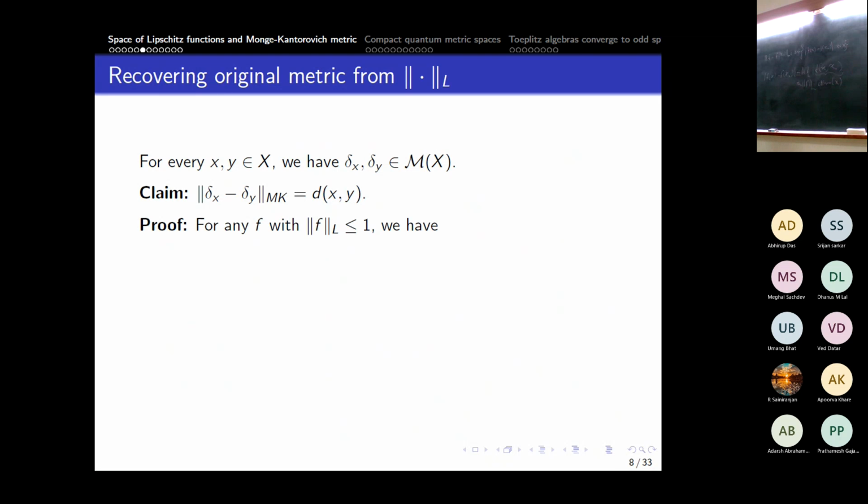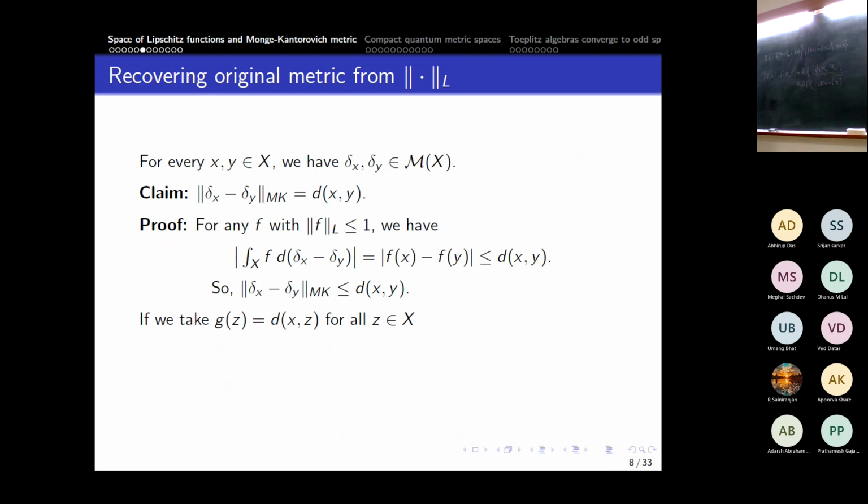If we take any function whose Lipschitz norm is less than or equal to 1, then what will be the integral of f d(δx minus δy)? By definition, it is f(x) minus f(y), which is less than or equal to d(x,y) because the Lipschitz norm of f is less than or equal to 1. So by taking the supremum, we get that the Monge-Kantorovich norm is less than or equal to d(x,y). Now we have to prove the other side inequality.